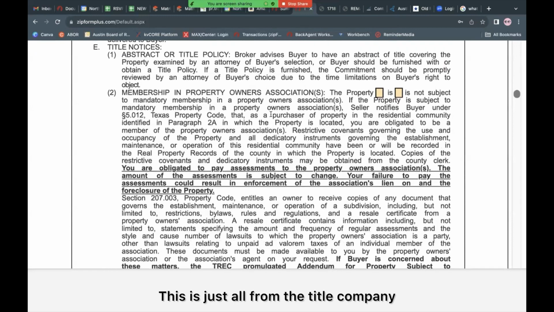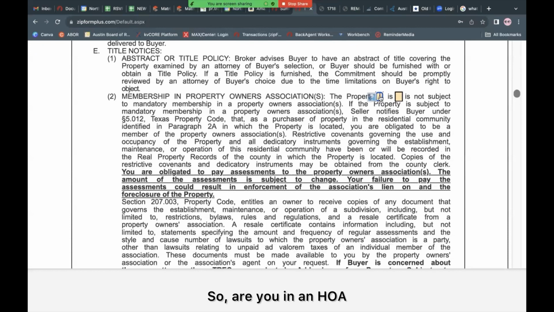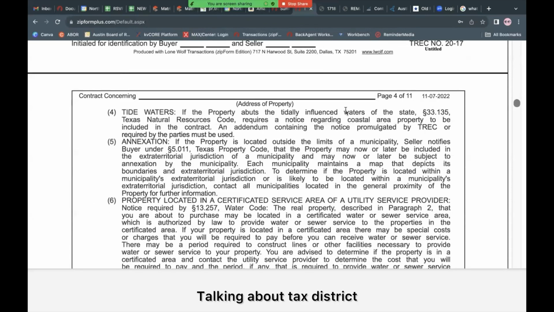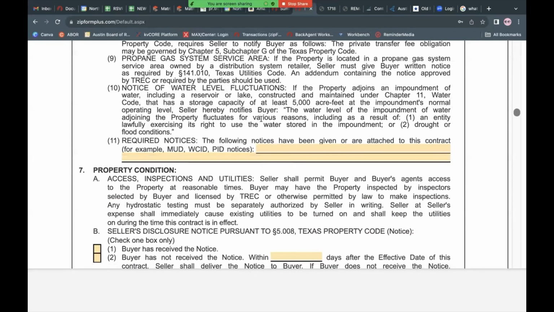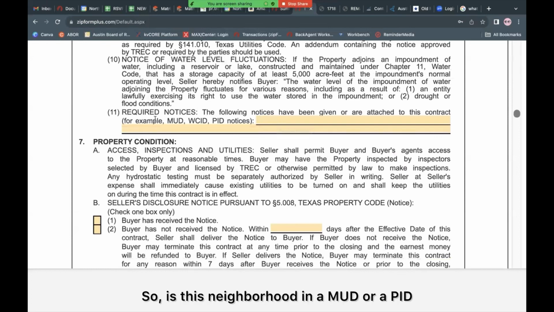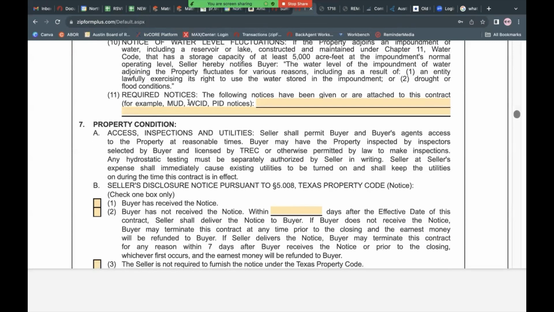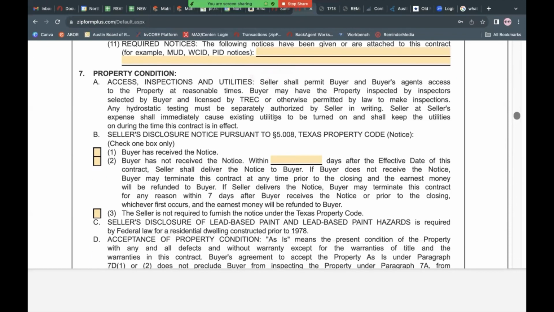Title notices. This is just all from the title company. Membership in Property Owners Association. This is about the HOA. So are you in an HOA? Are you not in an HOA? You will find that out and put that in there. Talking about tax district. These are just some definitions for you to look at. Under here, required notices. So is this neighborhood in a MUD or a PID? A MUD would be a municipal utility district, water district, an improvement district. So we would find that out and put that on here.